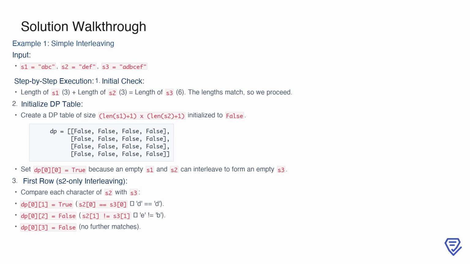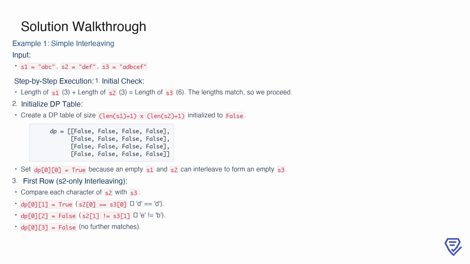Next, we initialize a dynamic programming table. This table has dimensions of len(S1) plus 1 by len(S2) plus 1 and is initially filled with false. The reason for these dimensions is that we need to account for all prefixes of both S1 and S2. We set the top left cell, DP[0][0], to true because an empty S1 and S2 can always form an empty S3. Then, we start filling the first row, corresponding to cases where only S2 contributes to S3.